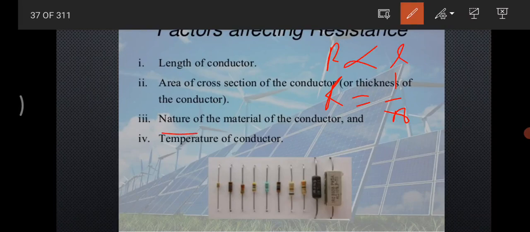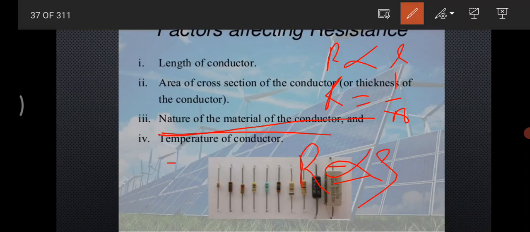Next comes one more thing, that is the nature of the material of the conductor. What does this mean? Nature means what material that conductor is made up of. Different metals will have different resistivity. Resistance is also directly proportional to the resistivity of the conductor. Resistivity, we will discuss it now, but remember resistivity is nothing but the nature of the material, meaning which material that conductor is made up of.